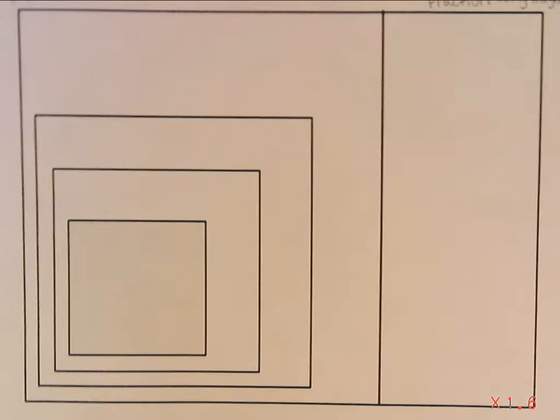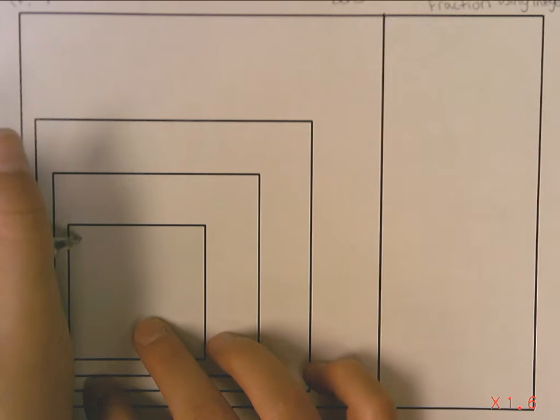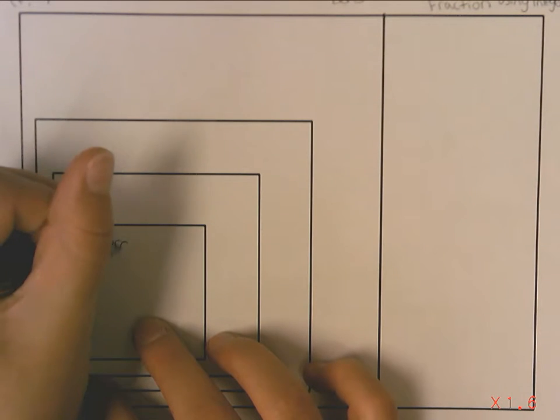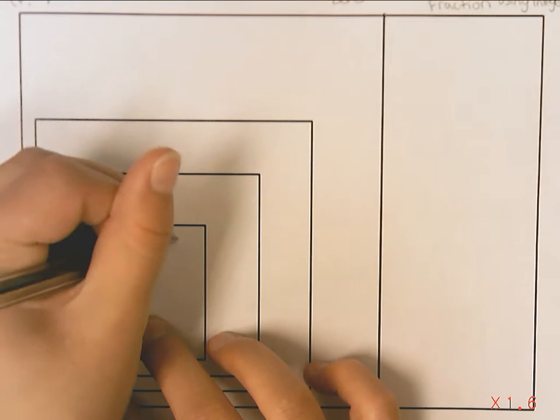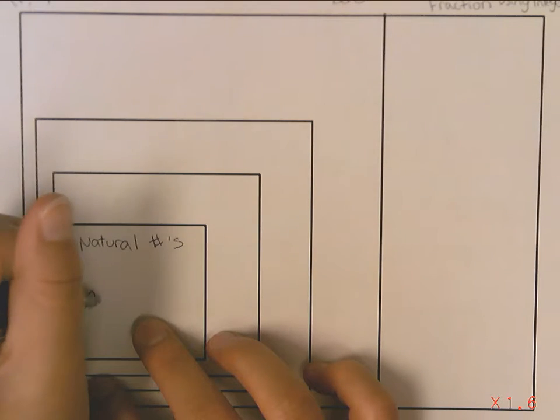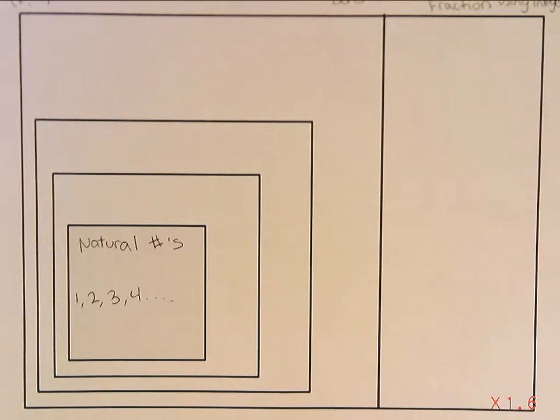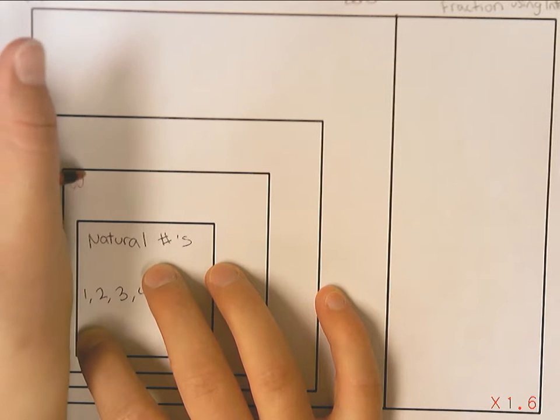Moving on, we're going to come down to our boxes. On our boxes, the first box down here is going to be our natural numbers. Our natural numbers are our counting numbers, 1, 2, 3, 4, 5, 6, 7, and so on. These would be our natural numbers. From there, I'm going to switch colors to help you see. From there, we move on to whole numbers.